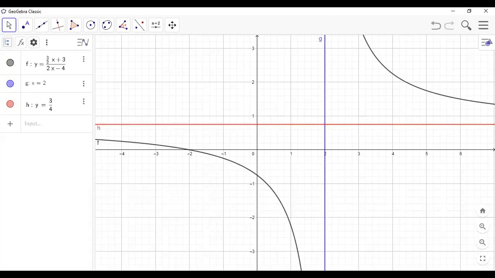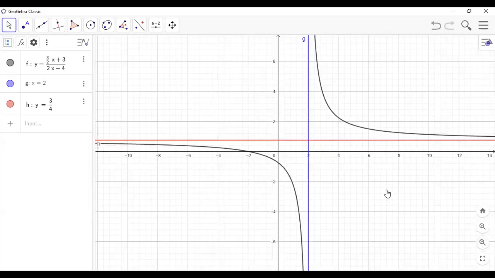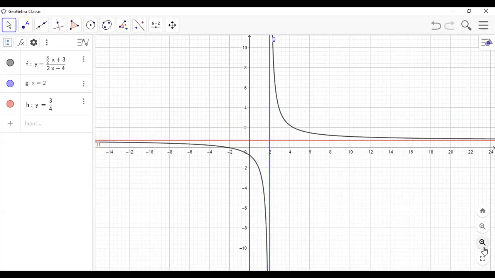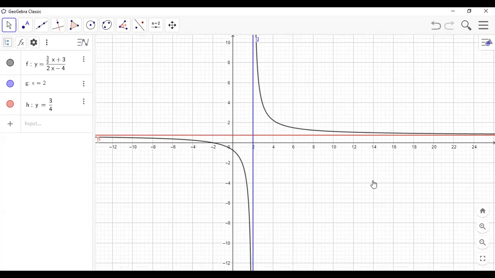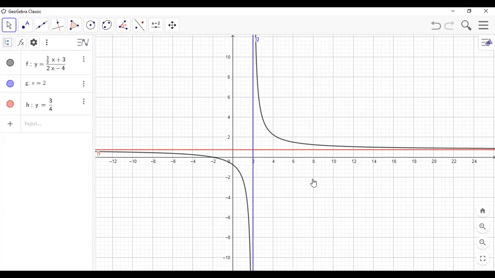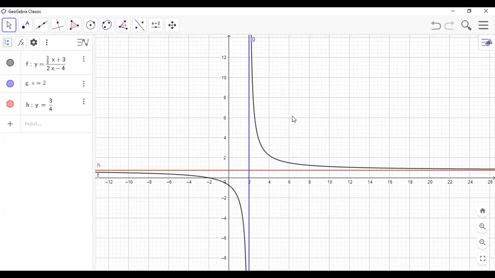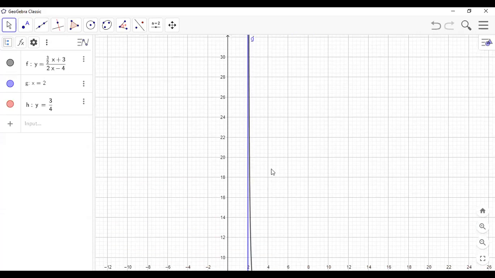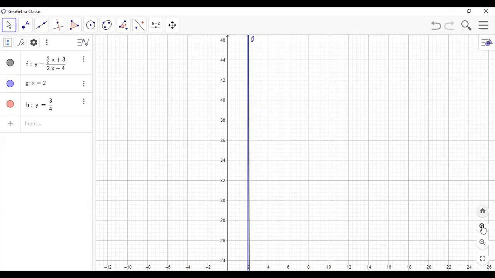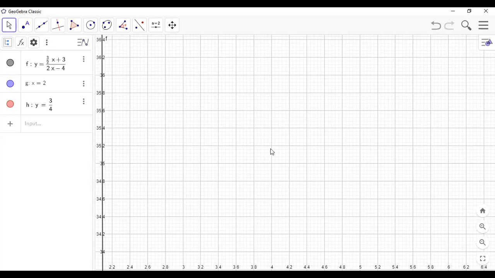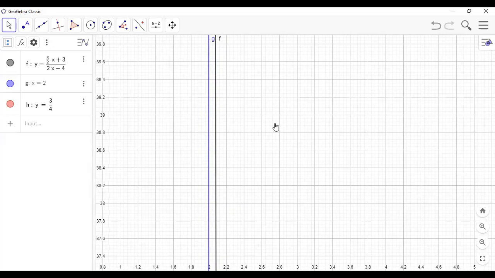Okay. Tignan nyo, class. Yung nakahiga is yung horizontal asymptote, which is y equals 3/4. Yung blue natin is yung ating vertical asymptote. Kung papansinin nyo yung graph natin na kulay black, padikit lang siya na padikit doon sa ating intercept. Pero kung zoom in natin yan, it will never touch it.